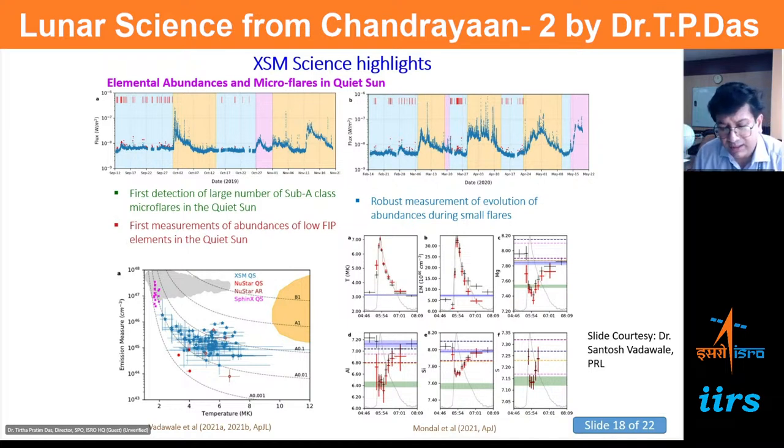And around 98 X-ray microflares in the quiet sun were observed by XSM, with few previous measurements, and they have lower temperature and emission measured compared to the active flare regions. Now, I will not go into much detail because this observation has a lot of things which need discussion in much depth. This is not the objective of this lecture.